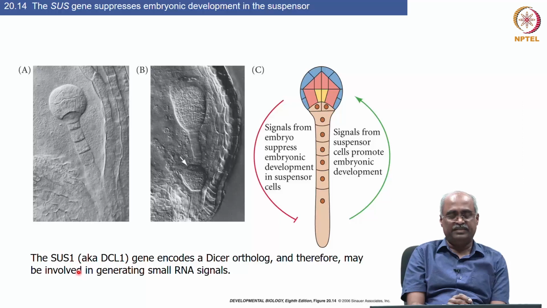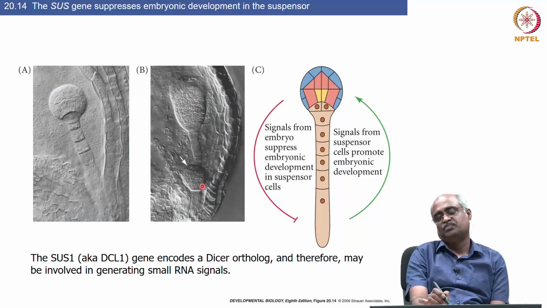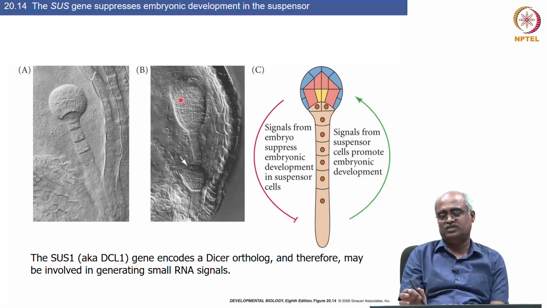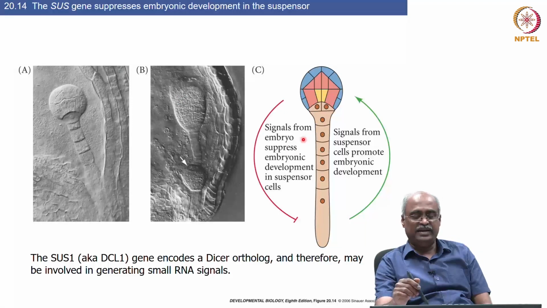Mutations in that protein result in embryo like structures forming out of the suspensor cells, indicating that in the wild type Sus1 is important to prevent embryo like development, which further indicates that suspensor cells have the ability to form embryo. Based on this and other mutant studies, the current model of how the embryo suspensor polarity is maintained is explained in this model.